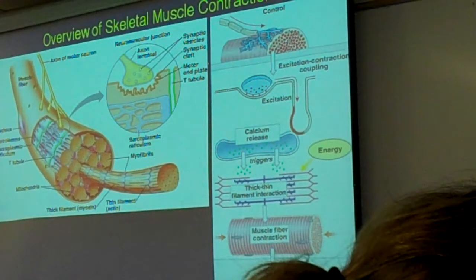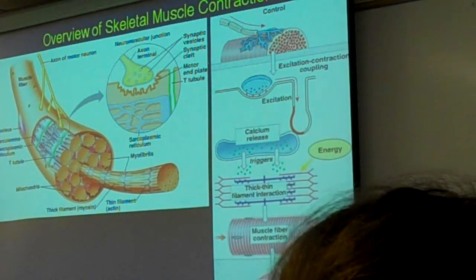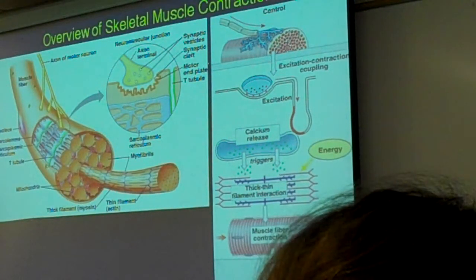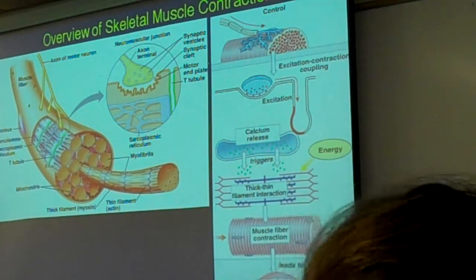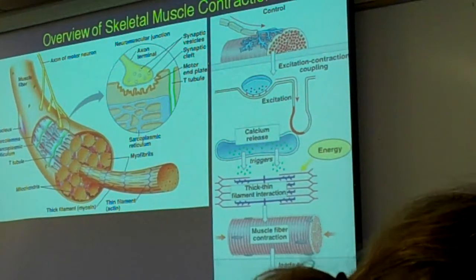Because the muscle fibers can change length very easily. They can be stretched, elongated, and they can shorten as well. They don't have to shorten actively necessarily. They can just get pulled in by all the connective tissue.